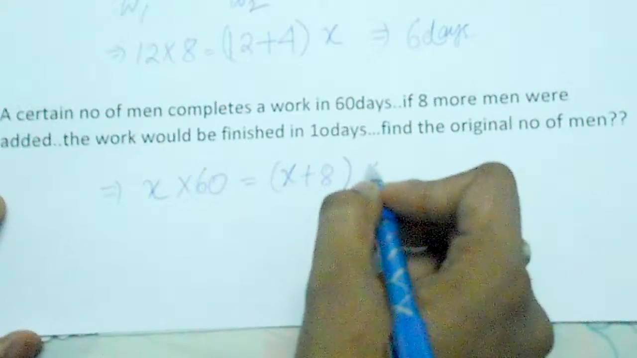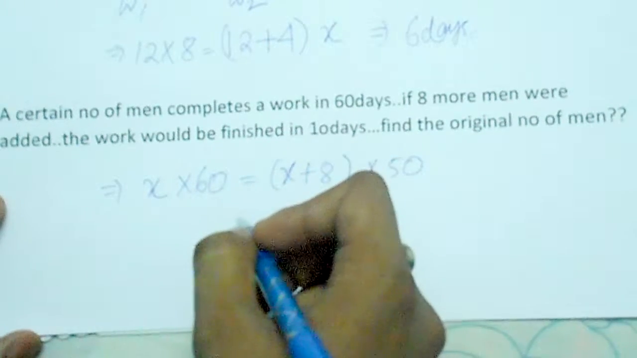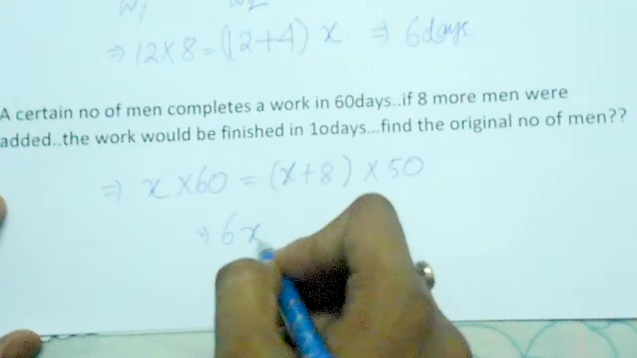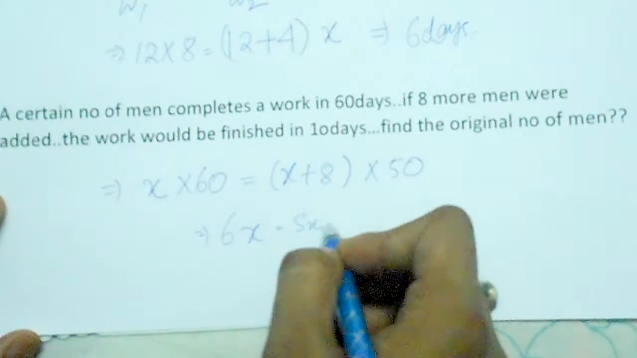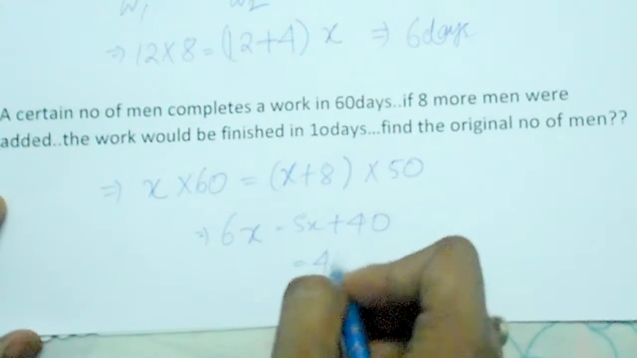So it will be into 50. So 60 minus 10. So now solving this part, 6x equals 5x plus 40, so it gives 40 men.